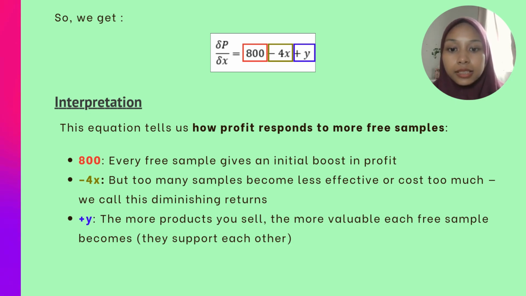This equation tells us how profit responds to more free samples. The equation is 800 minus 4x plus y. The 800 shows that every free sample gives an initial boost in the profit, and negative 4x shows that if too many samples are given, it becomes less effective or costs too much. We call this diminishing returns. But with plus y, the more products we sell, the more valuable each free sample becomes, because they support each other.